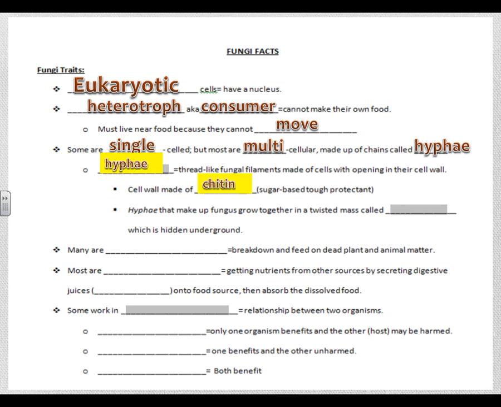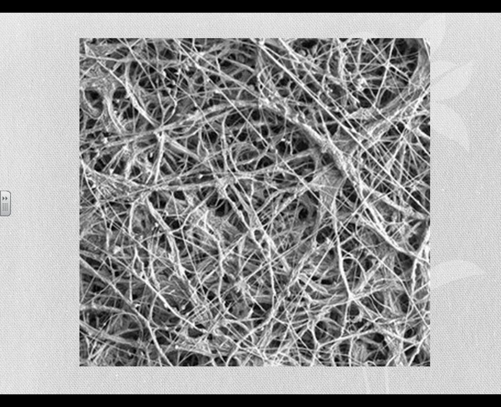All right, hyphae that make up fungus, they grow together in this twisted mass. So they're all twisted together, and it's called mycelium. And this is hidden underground. Looks like that. Twisted mass, all like a big confusing mess. Yes, this is fungi mycelium.